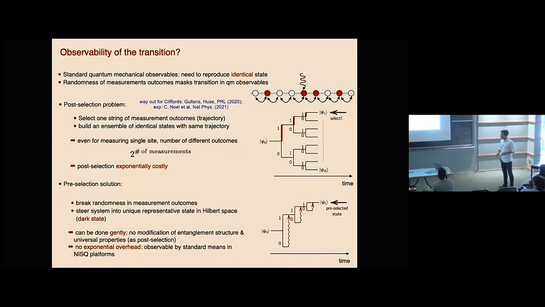So here is how we think to cure this problem. I'm just describing what we do, and later we go into more detail. We explicitly break the randomness of the measurement outcomes: every time we dislike a measurement outcome, we correct for that and steer the system into a unique representative state in Hilbert space, which we term the dark state, and analyze this state. The main feature of this approach is that this can be done really gently, so there is no modification of the entanglement structure and the universal properties in the models that we've looked at. So this is really similar to post-selection. On the other hand, by always immediately correcting, we don't get this exponential overhead.